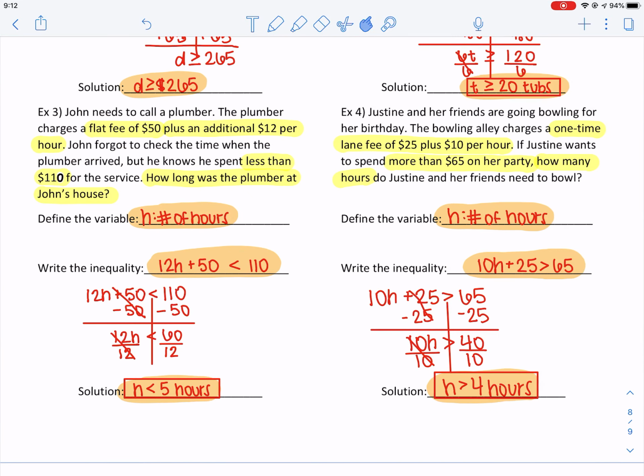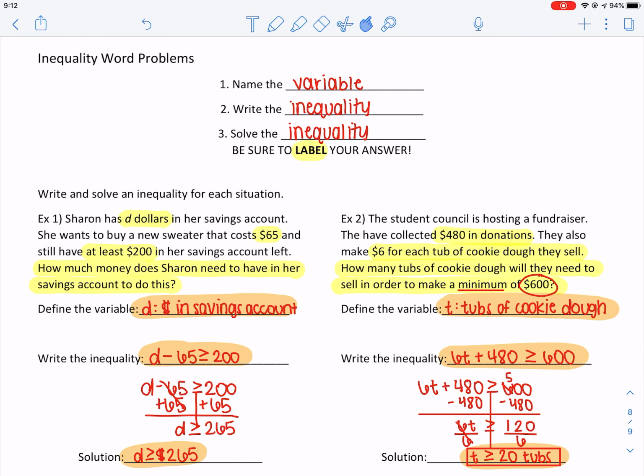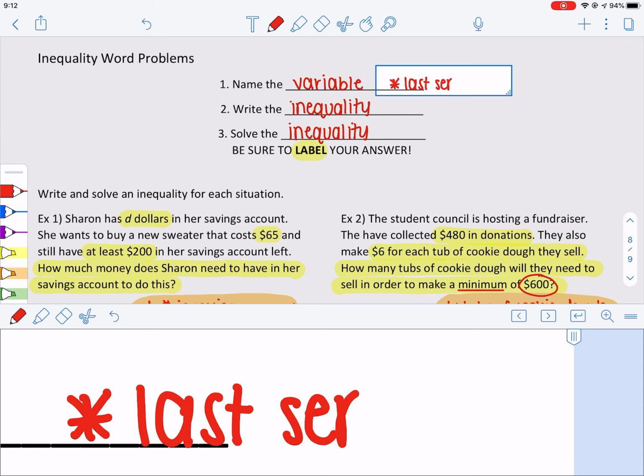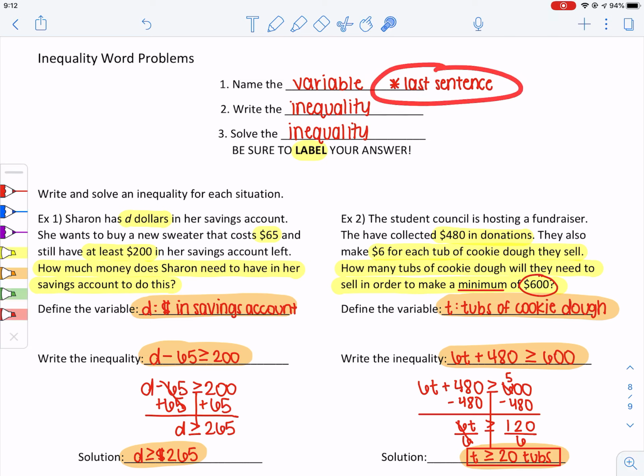All right, so let's keep these notes handy because they're going to be very helpful when it comes to writing your own inequalities on your practice. As always, you're going to name a variable every time. Look at your last sentence. If you're not sure how to name your variable, look at your last sentence, and that will help you name your variable. So if it says how many hours, use H for hours. How many tubs of cookie dough, use T for tubs. So look at your last sentence, and that's a good place to start to figure out what your variable is going to be. We're going to write our inequality, and then you're going to solve the inequality that you have.